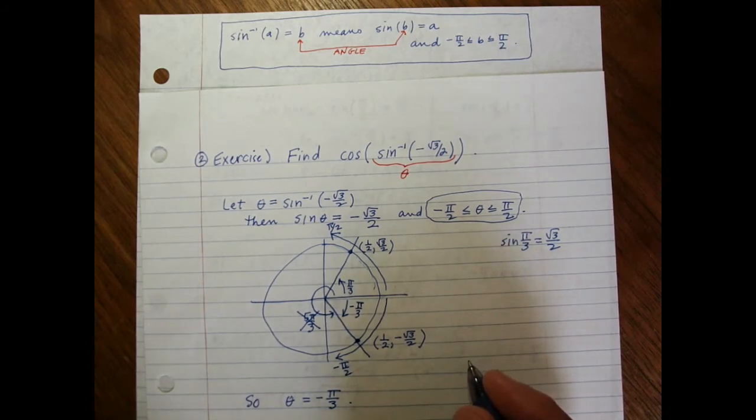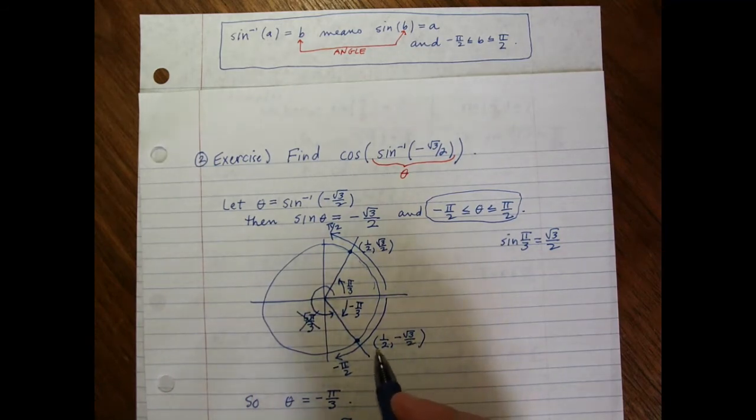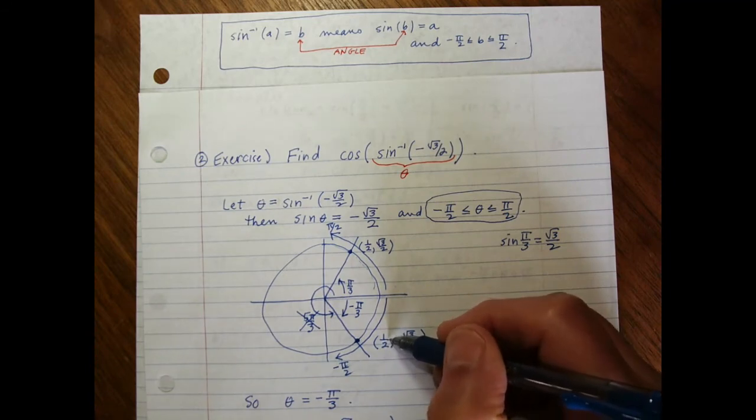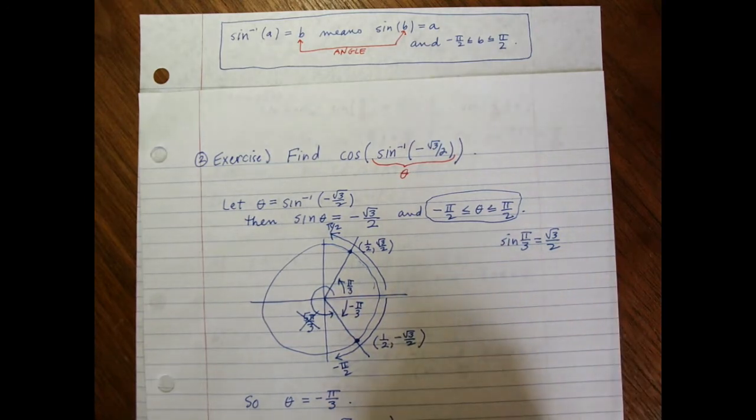And now we still got to finish this problem. We want, what did we want? We wanted cosine of sine inverse of negative square root of 3 over 2, which is cosine of, what we just figured out is all this stuff in here is negative pi over 3. So we want the cosine of negative pi over 3. Well, I actually already drew it in my picture here. The cosine of negative pi over 3 is going to be positive. We're in quadrant 4, and it's positive 1/2. So that's my result.